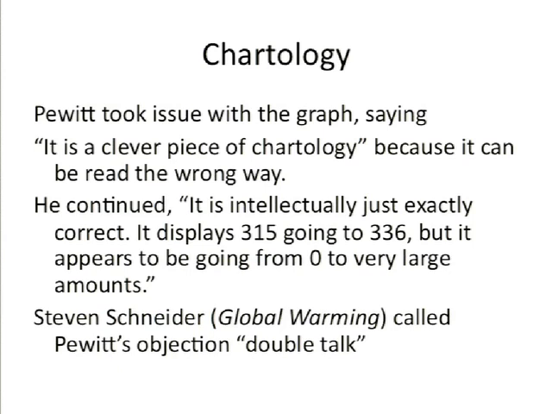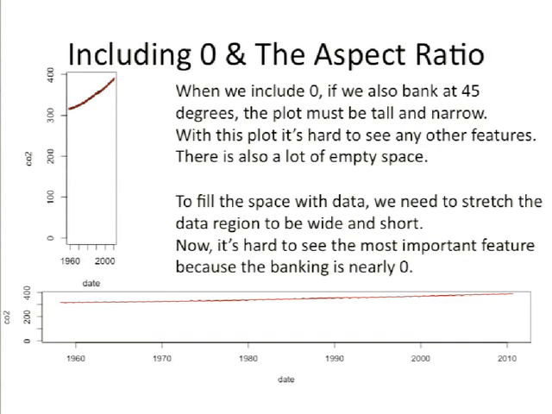So we're going to go on to take a look at, if we were to include zero on this plot, what would we need? How would the graph change? So I have two plots here. One's a very narrow, tall one, and the other is a very wide, squat one. The narrow, tall one I've made in order to bank at 45 degrees. So if we go by that principle of banking at 45 degrees, I need to have a very narrow plot and very tall if I'm also going to include zero.